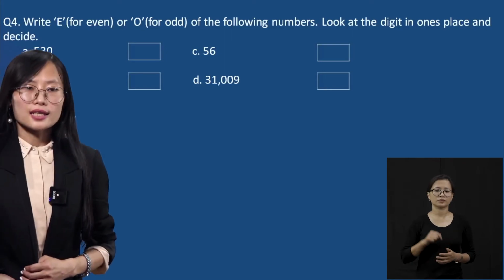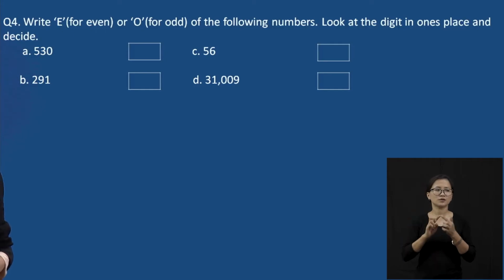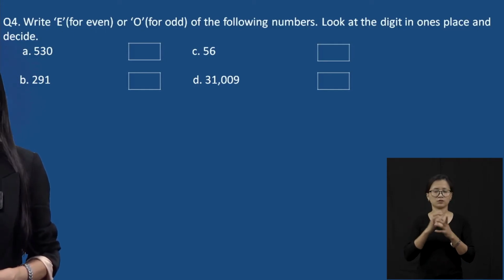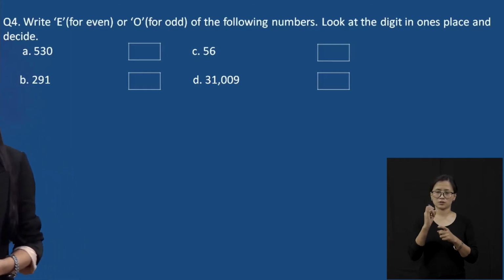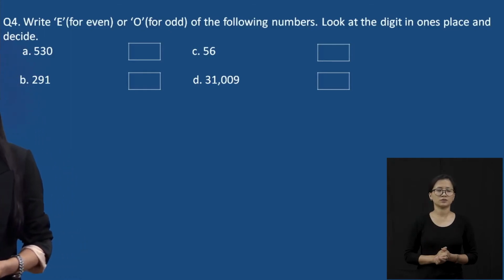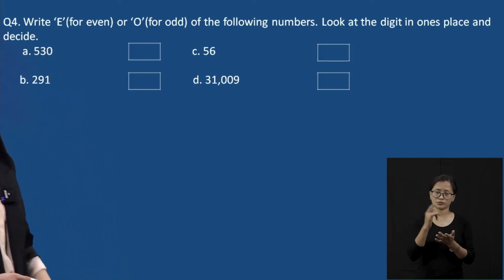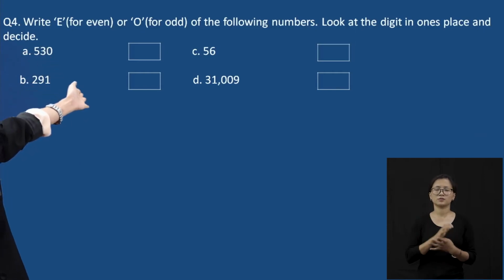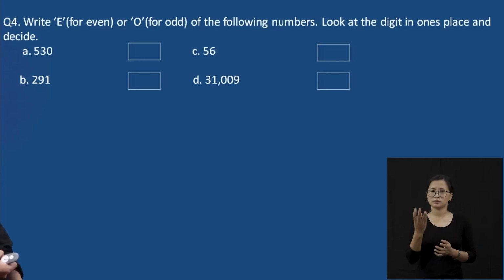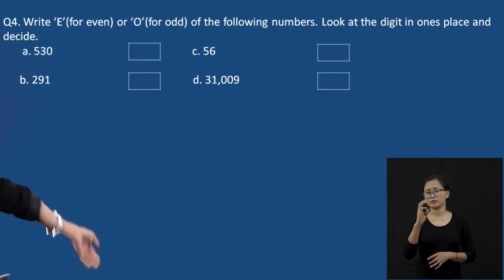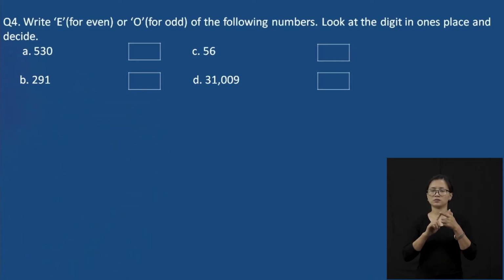Now write E for even or O for odd for the following numbers. Look at the digits in one's place and decide. We will look at only the one's place, that is the rightmost or the ending number. So here you have 530. The ending number is 0, so this is even. We write it as E for even.